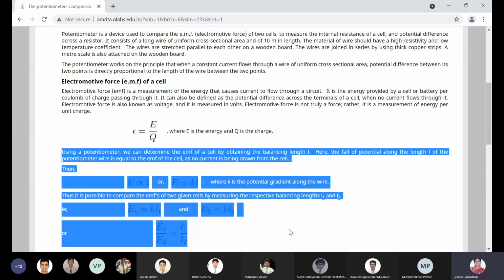Whatever I'm highlighting, just check with your own, because here I'm not able to see the letters. So the first one will be: the potentiometer works on the principle that a constant current flows. Second one, using a potentiometer, we can determine the EMF of the cell by obtaining its balancing length. Then you can write E is proportional to L, where K is called the potential gradient, or E is equal to K times L.